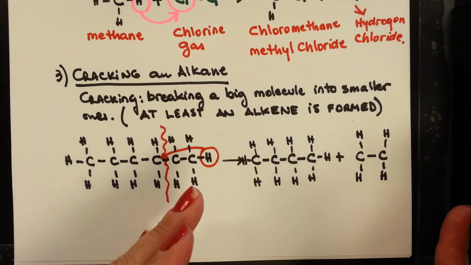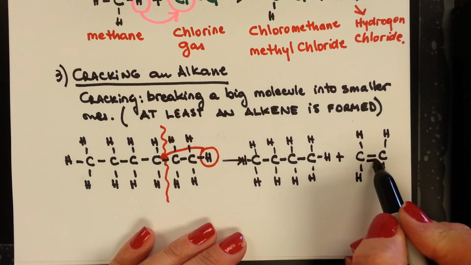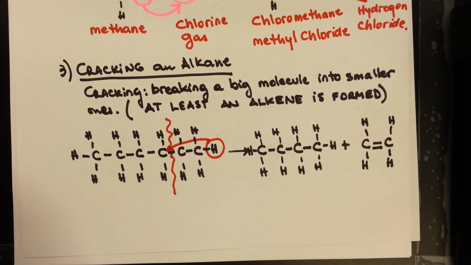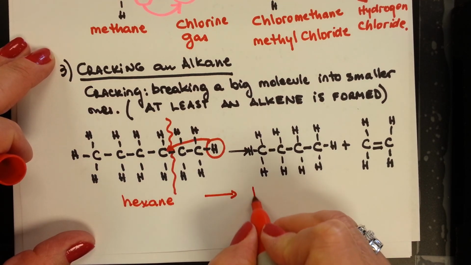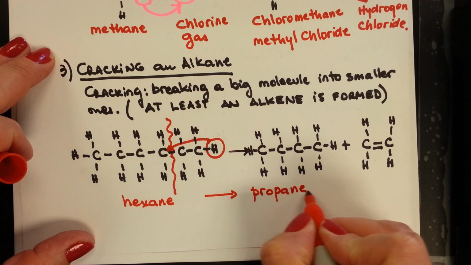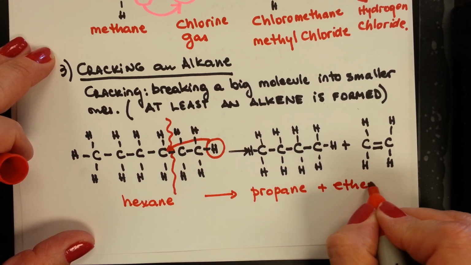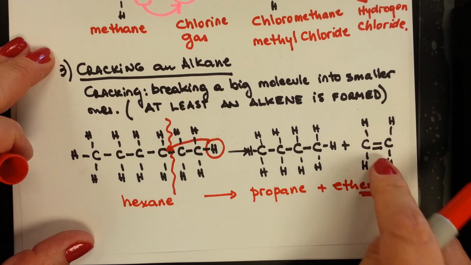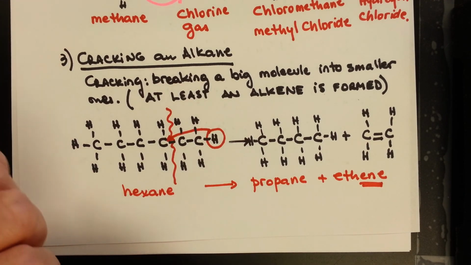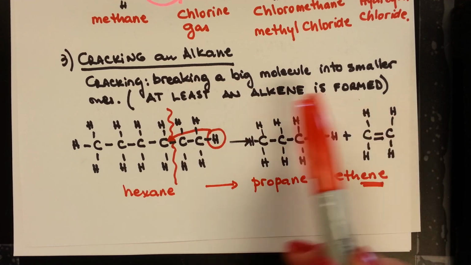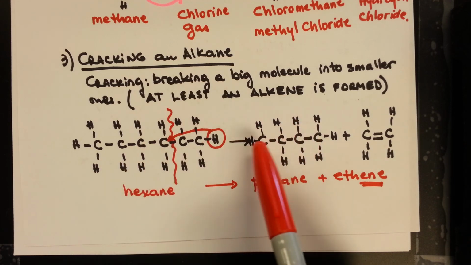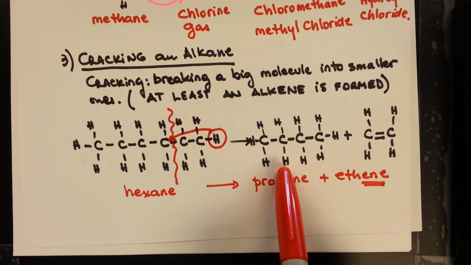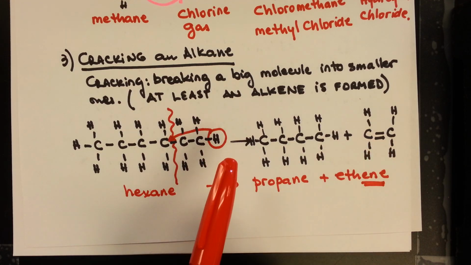We don't have any more hydrogens, so we need to do something. Actually, a double bond is formed. So what we used to have as hexane is going to give us propane plus ethene. And this has the double bond. In general, if we add the carbons and hydrogens on one side, they have to match the carbons and hydrogens on the other side. That is very useful because many times in your exam you have to calculate how many carbons are left after one of these is produced.